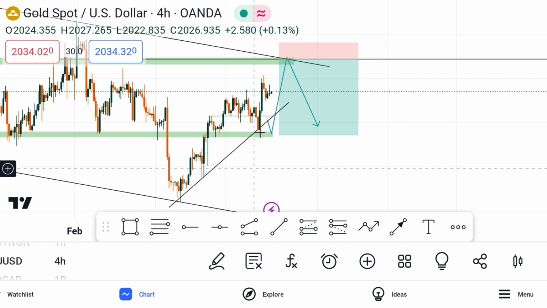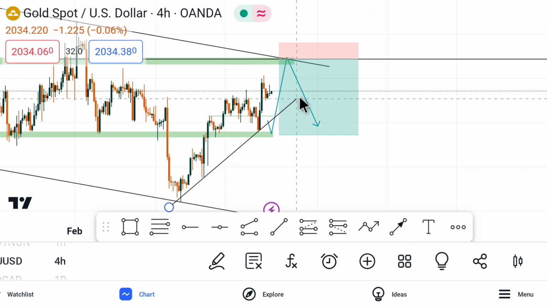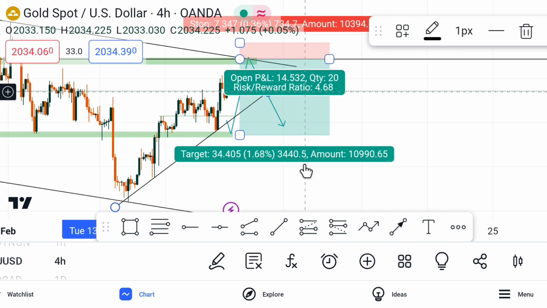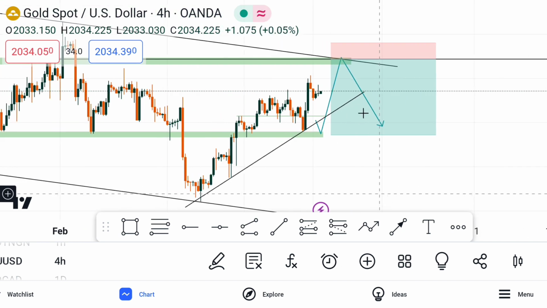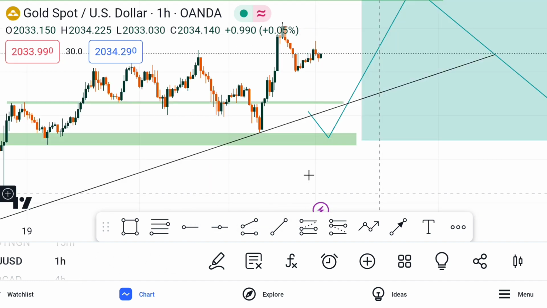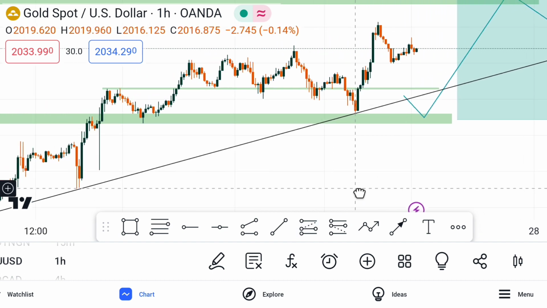So if you take your buys from here, you make profit. So expecting price to either come back to this trend line, or buy to this point before dropping. So that's it for gold. Gold is still making progress. We're still waiting for gold. Gold looks very, very good.